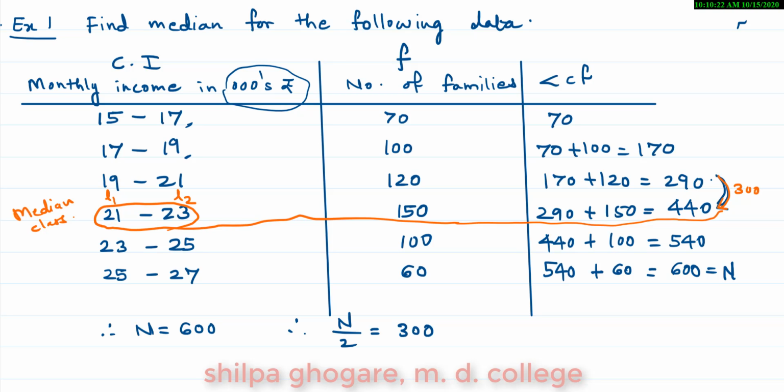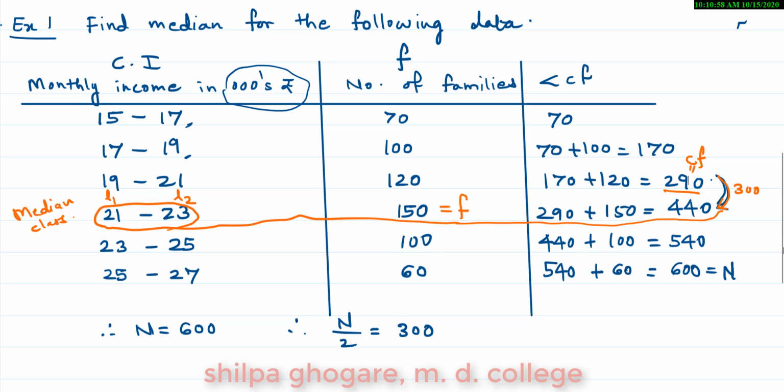Frequency for the median class is F, and the pre-median class means the row above this row, the row above it will be your pre-median class, the class interval before the median class. For that, what you have to take is the less than CF. What is the less than CF value for the previous class? It is this. This is the value of CF. Like this, I get the values of L1, L2, F and CF, and n by 2 I have already considered here.